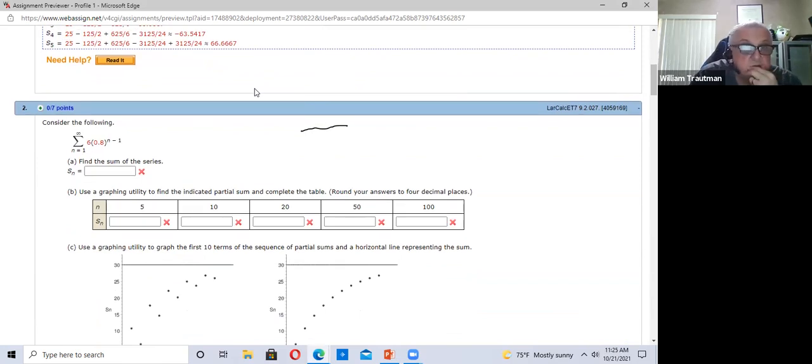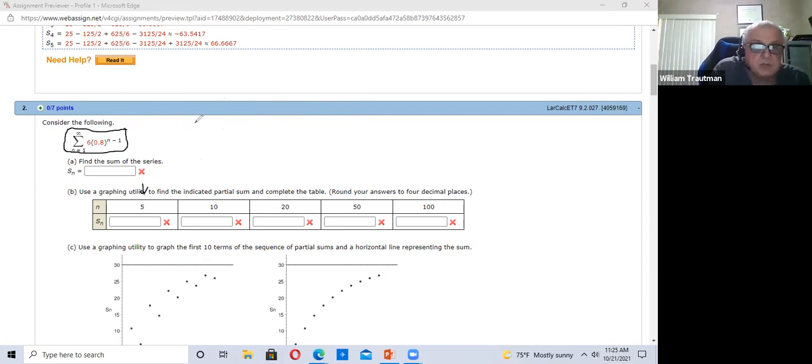And the same thing goes for this one. Find the sum of the series. And they're going to do this if n equals 5. By the way, if n equals 5, how would you go about finding the sum of the series? Anybody want to explain how they'd go about it?